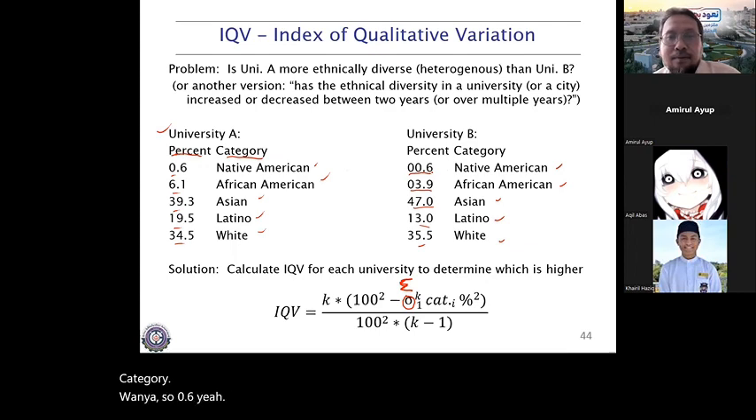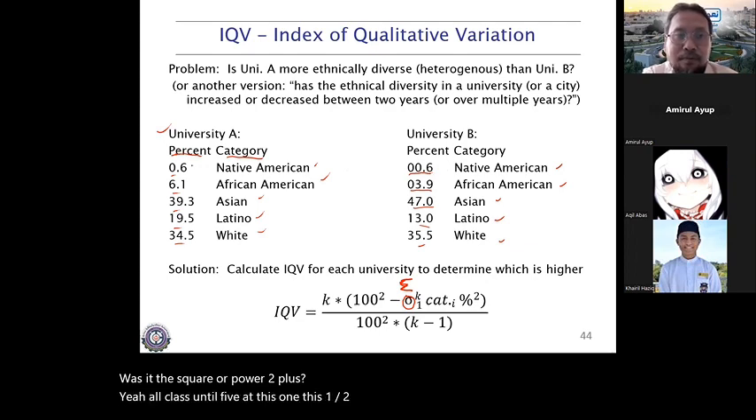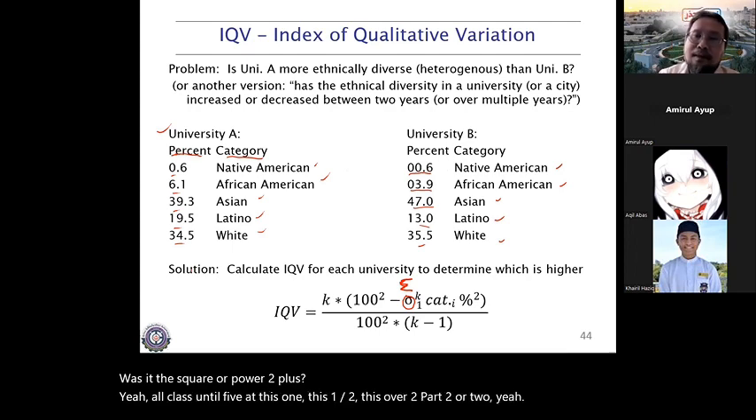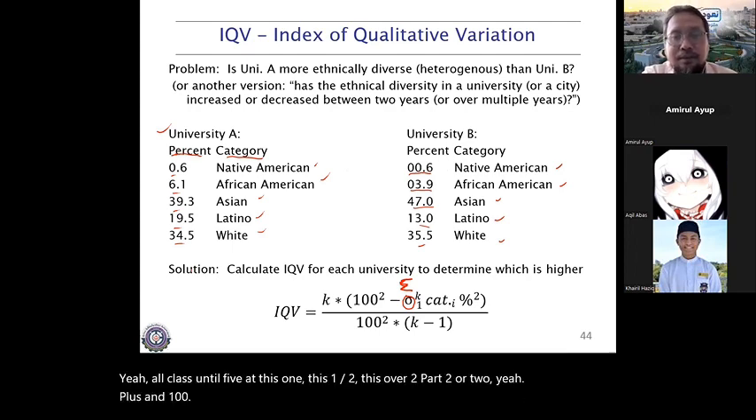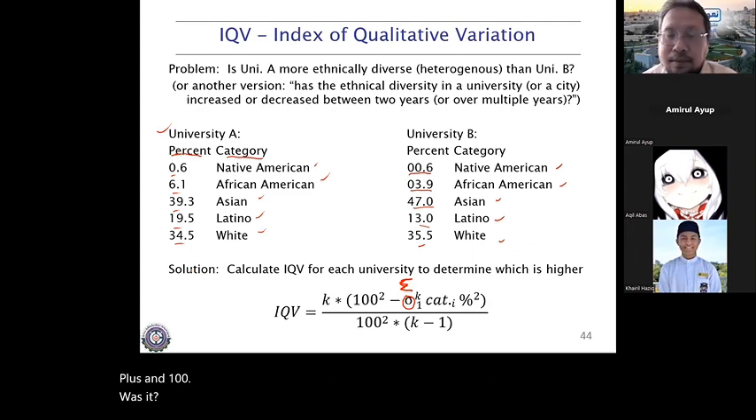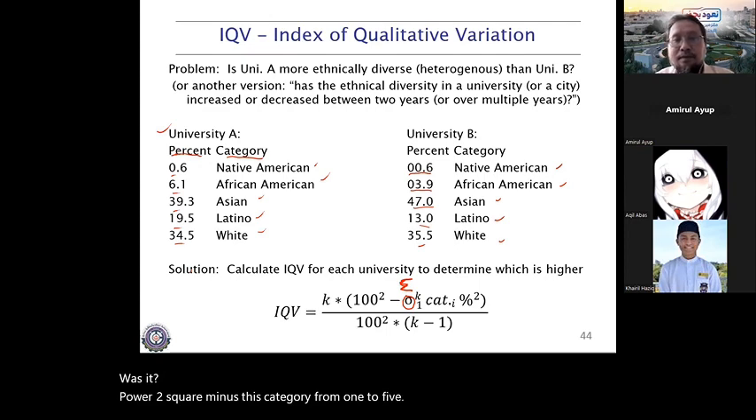Yeah, power 2, the square, or power 2 plus, all plus until 5. Yeah, this one power 2, this power 2, plus, and 100, power 2 here, square, minus this category from 1 to 5. And then divided by 100 square times K, K is 5, minus 1. So then you will get the IQV.